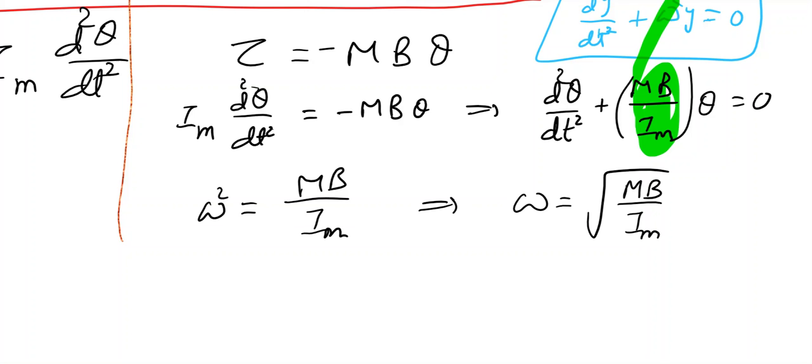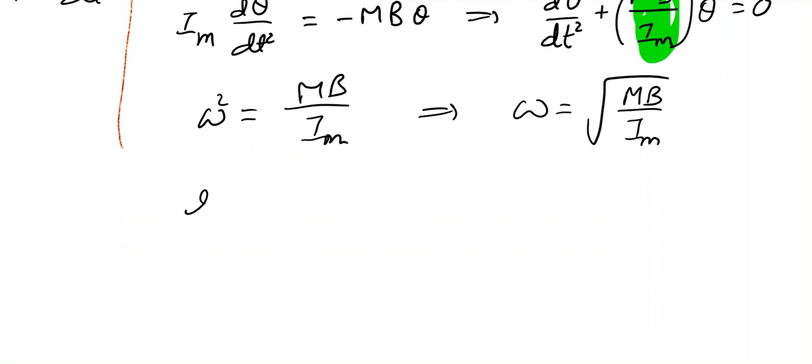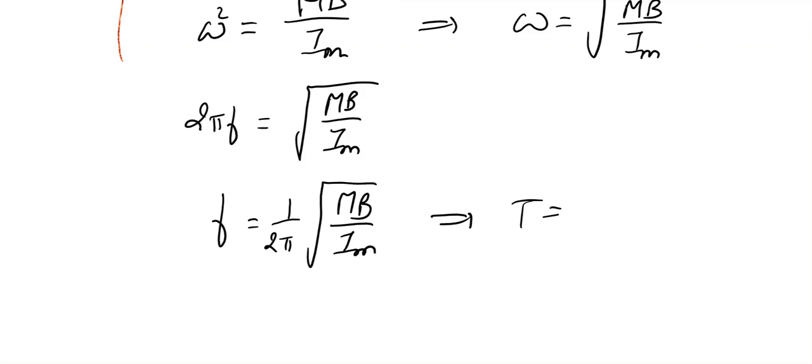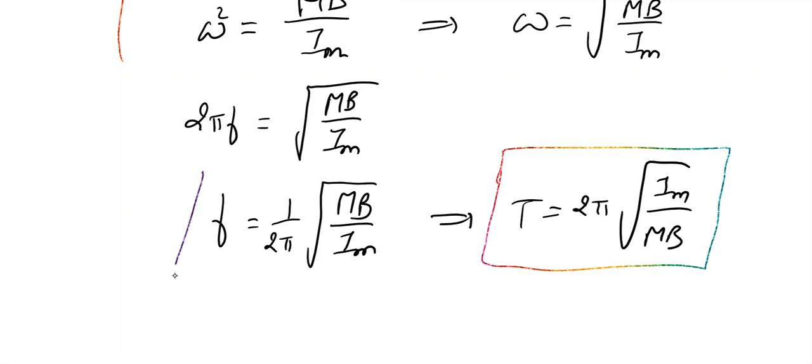What is omega? Omega is angular frequency. So 2 pi f is equal to root mb by Im, or else I can say that frequency f is equal to 1 by 2 pi root mb by Im. And if I want the time period, I can take the inverse of this. So 2 pi under root Im by mb is the formula for time period. So we have the formula for time period and for frequency both.